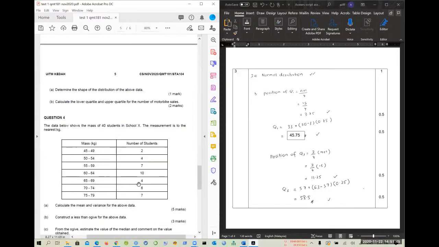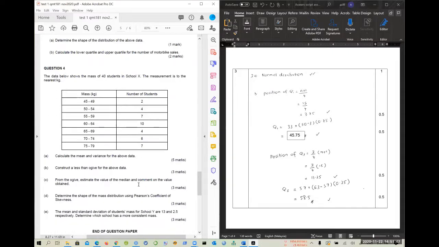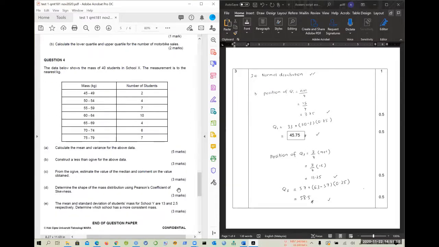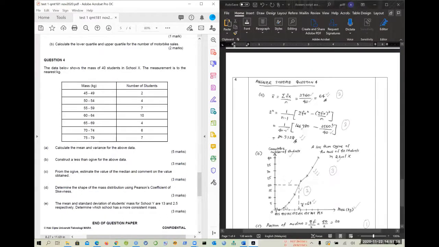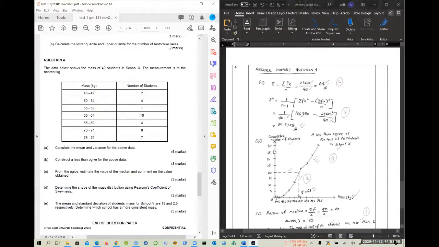And then for question number 4, okay, this one we have done this plenty of times. Okay, banyak kali dah kita buat. So soalan nombor 4 ni. So as I mentioned earlier, to follow this one, what you need to do is simply find the summation of fx and summation of fx squared.